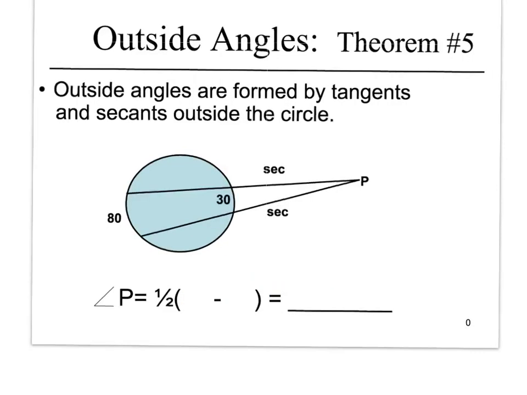And then we also have angles that are created by two secants. 80 minus 30 is a difference of 50. Take 1/2 of that, that's 25 degrees. So angle P is equal to 25 degrees.